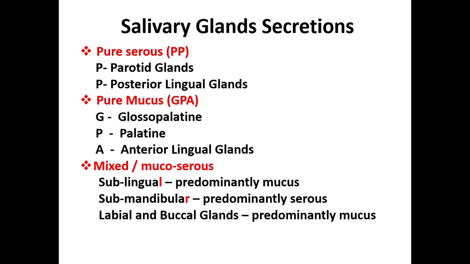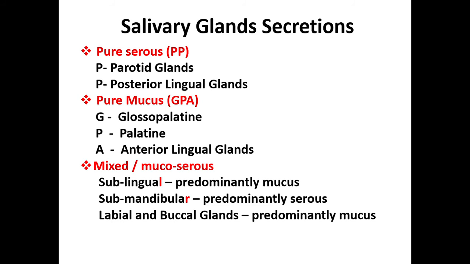For the secretions, we have the pure serous secretions secreted by the parotid glands and posterior lingual glands. And for the pure mucous secretion, we have the palatine glands and anterior lingual glands.